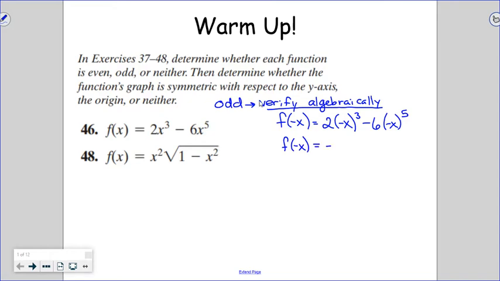This would stay negative because it's an odd exponent, so it would become negative 2x cubed. This would stay negative. Remember, order of operations, exponents first, then the multiplication. So this would stay negative because of the exponent. Multiply by the negative 6 would become positive 6x to the 5th. That would be your bare minimum of showing your verification. We took it a step further and set them side by side and looked at the signs, opposite, opposite, and that is a verification that it is an odd function.